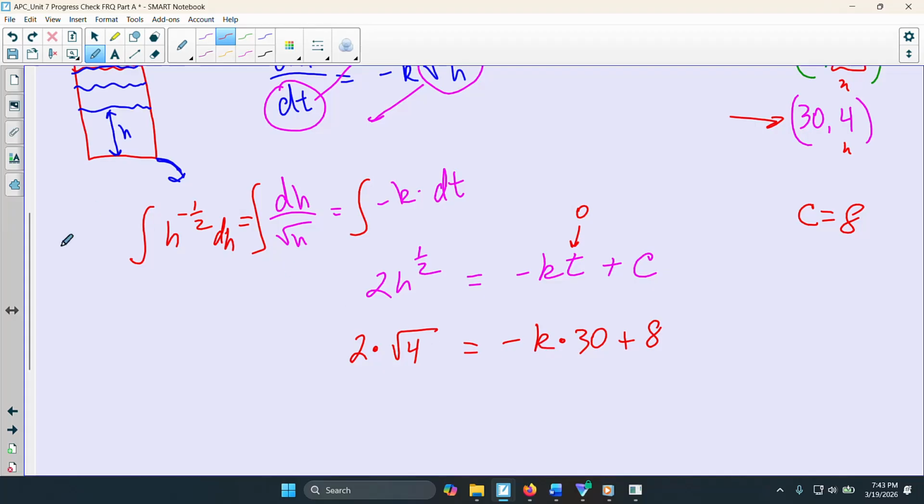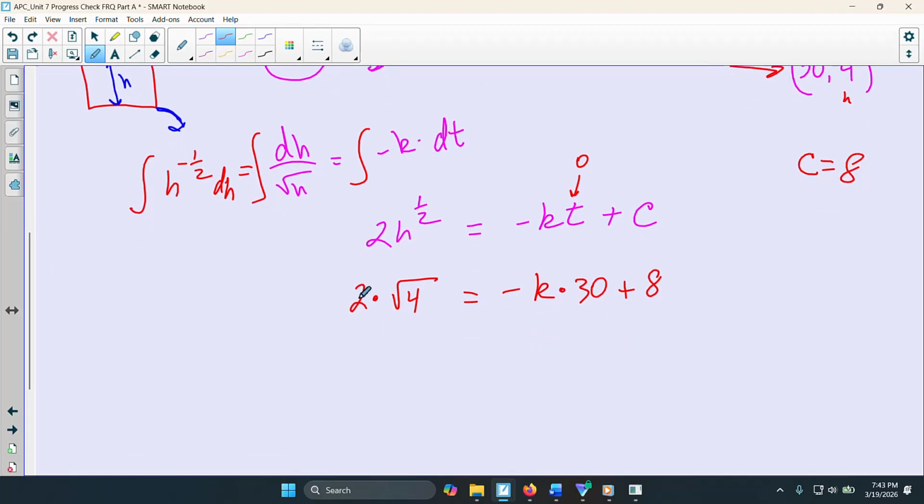Solving for letter k, well, let's simplify that. This is 2. 2 times 2 is 4. 4 minus 8 divided by negative 30 equals, let's see what that is. Negative 4 over negative 30 equals positive 2 over 15. So the k value equals 2 over 15.